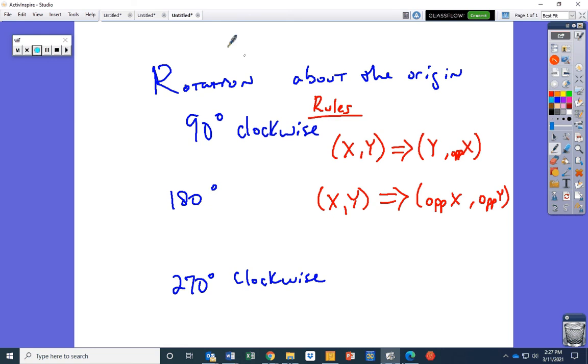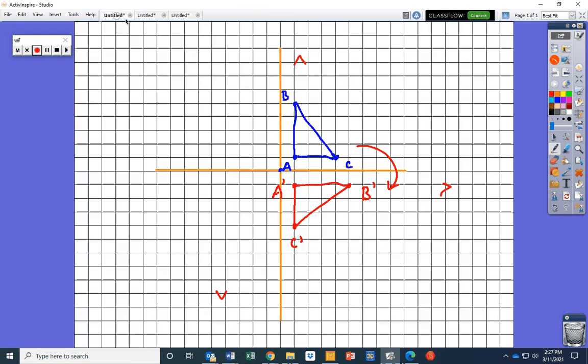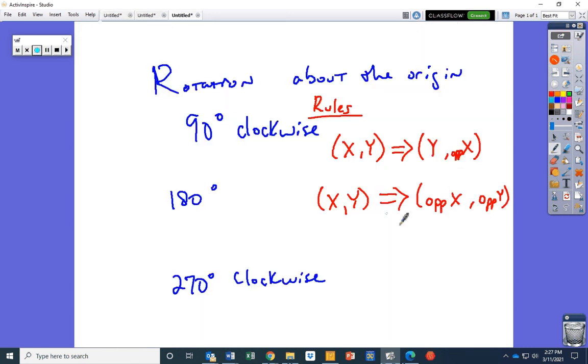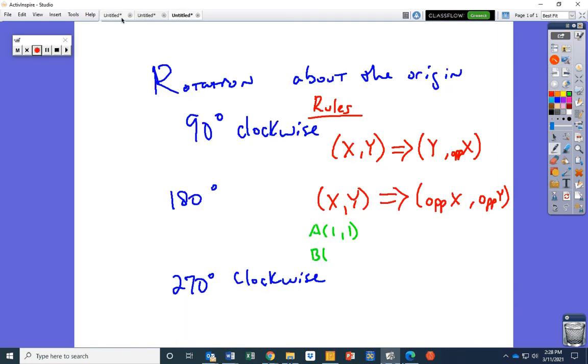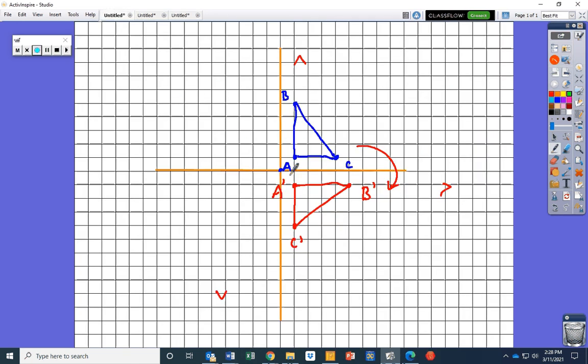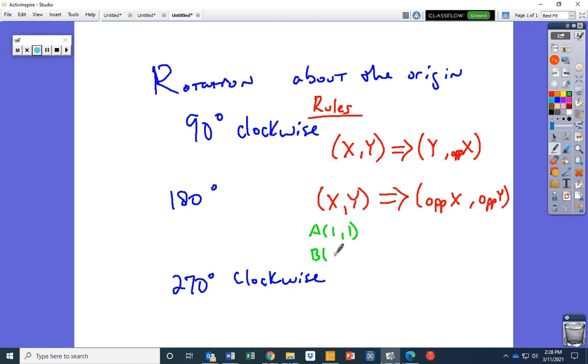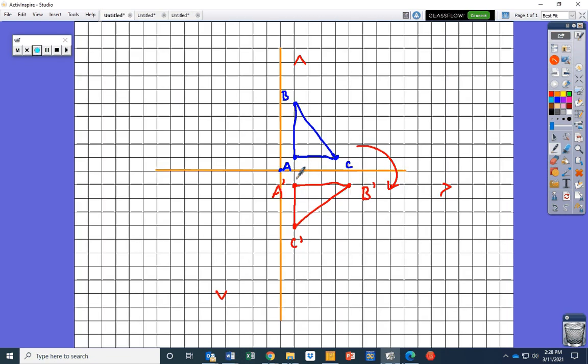Okay? So let's take the points again. Let's take this first point. What are my coordinates of A? A is 1, 1. What was B? 1, 5. Over 1, up 5. And what is C? C was 4, 1. Over 4, up 1.